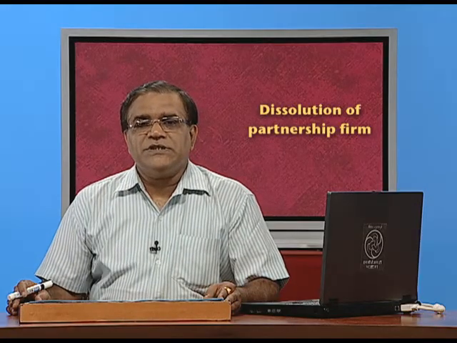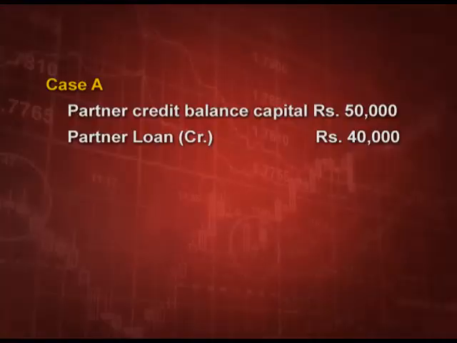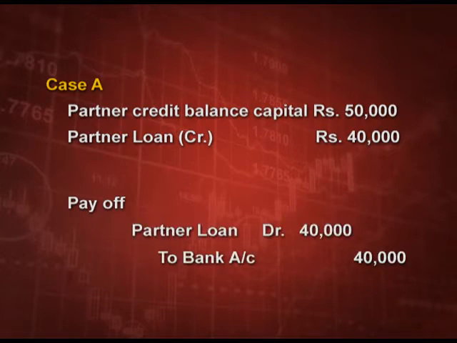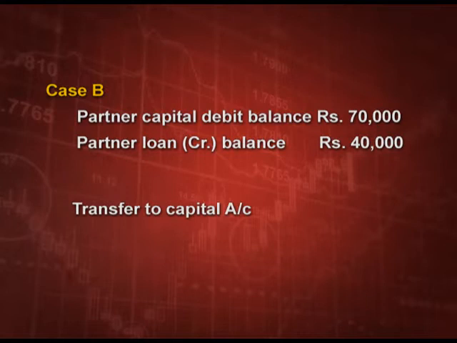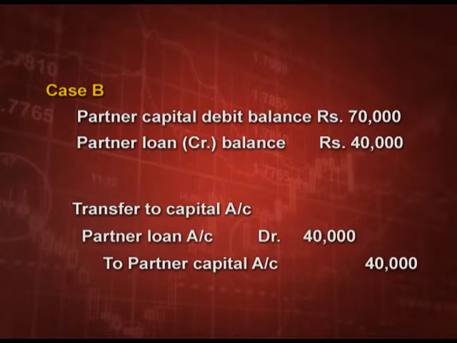Let us understand these adjustments by an example. Case number A. If partner credit balance of capital is 50,000 and partner loan credit is 40,000, then we have to pay him off. The entry will be partner loan account debit 40,000 to bank account. Next case is when a partner capital has a debit balance and that too more than the loan, that is 70,000, and partner loan credit is only 40,000. Now we will transfer this loan to his capital account and the entry will be partner loan account debit 40,000 to partner capital account 40,000.